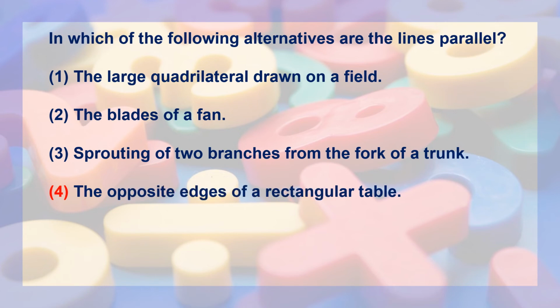Now, all these options that you see: the large quadrilateral drawn on a field. If we draw a quadrilateral on a field, the lines are not parallel to each other. They are not equidistant from each other. So if you extend them, they might meet at a point.